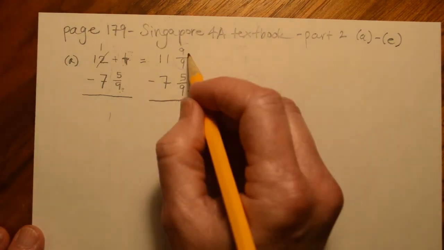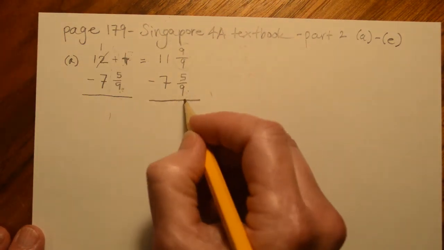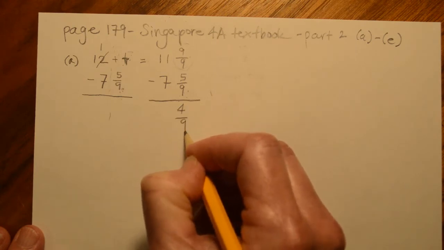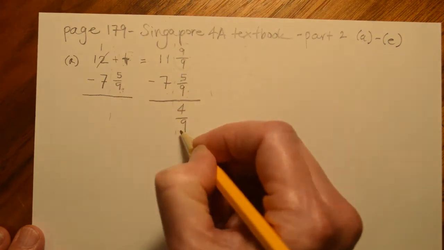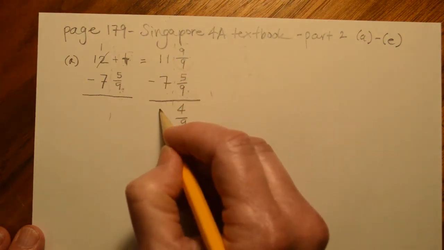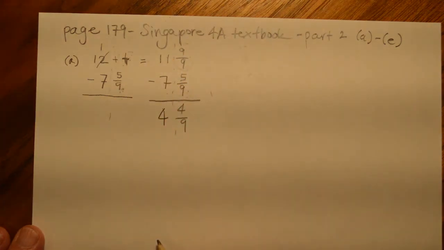So I've got 9/9 minus 5/9. That gives me 4/9. And then 11 minus 7, that one part's easy. I'm just going to put this dotted line here. 11, 10, 9, 8, 7. That gives me 4 and 4/9.